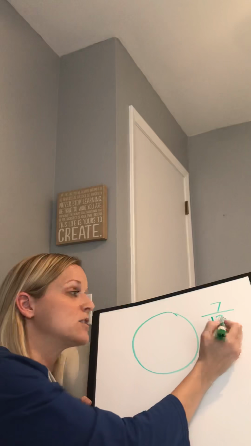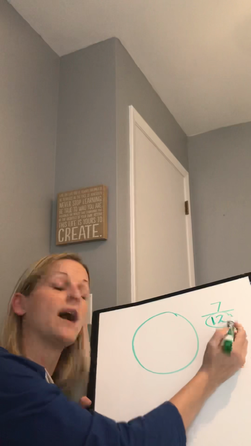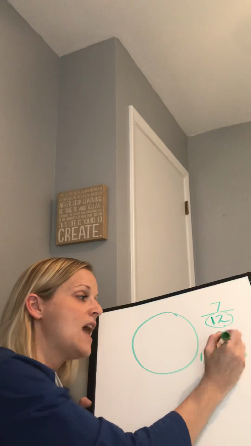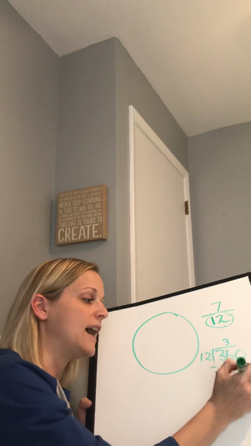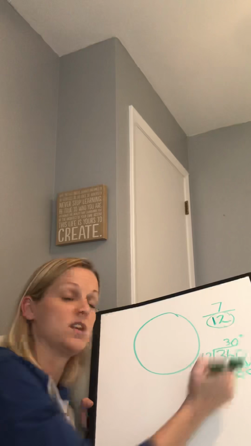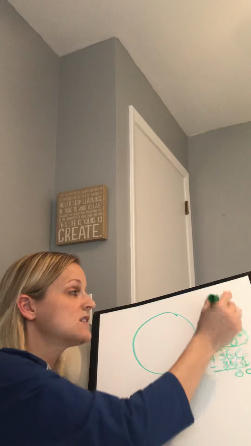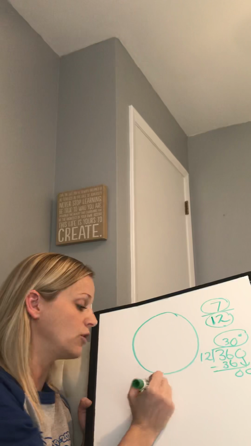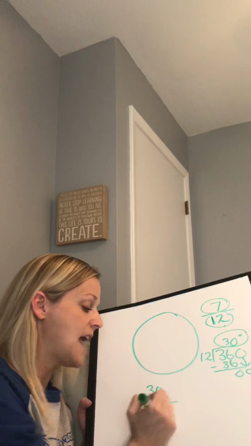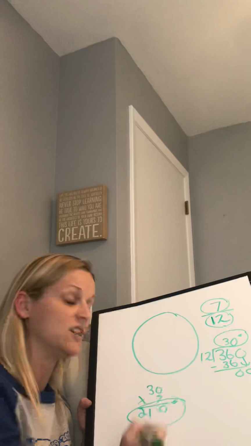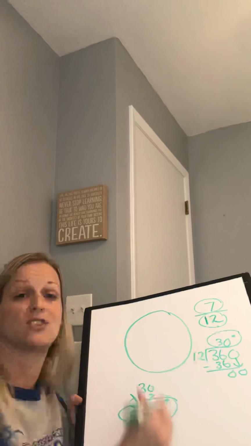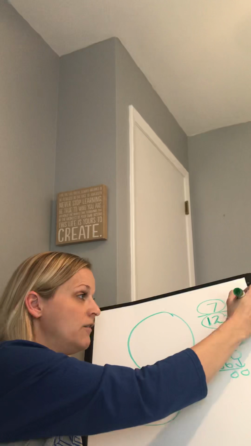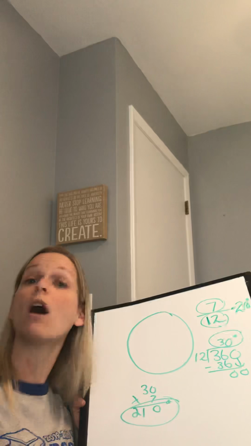So remember, we are dividing 360 by the denominator of 12, which is 30 degrees. And then we multiply the degrees times the numerator, which is 7. So I would do 30 times 7, and I would get 210 degrees. And that would be my answer for how many degrees is 7/12 of a pie or of a pizza or of a circle.